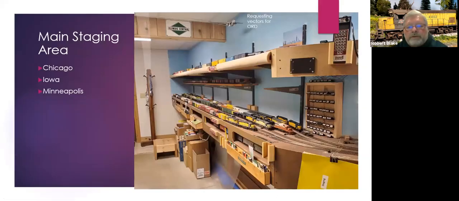So this is the main staging area for the Blackhawk lines. It's at the entrance to the room, and this picture shows 3 staging yards. Up on top, Chicago. Here in the middle is Iowa, and down underneath is Minneapolis. So that's 3 of the 5, and I'll show you the other 2 as we go along.